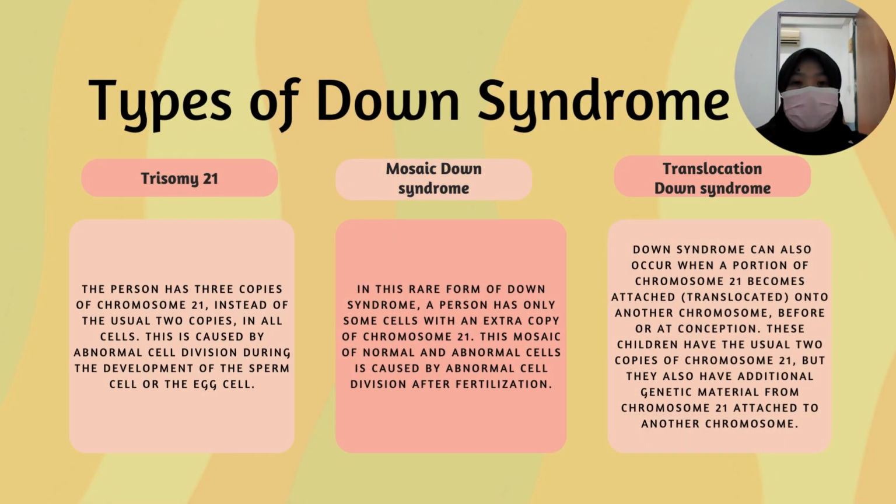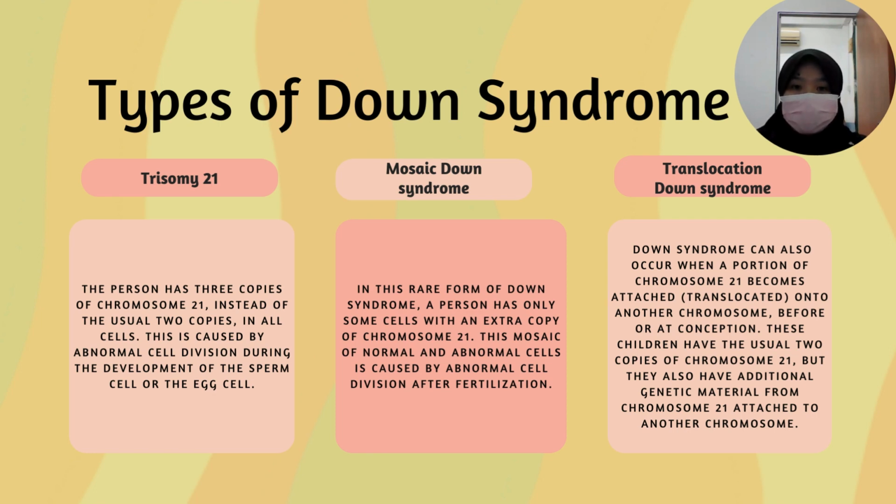Now going on to the types of Down syndrome. There are three types of Down syndrome: the first one is trisomy 21, mosaic Down syndrome, and also translocation Down syndrome. For trisomy 21, usually the person has three copies of chromosome 21 instead of the usual two copies in all cells. This is caused by abnormal cell division during the development of the sperm cell or the egg cell. So that is for trisomy 21.